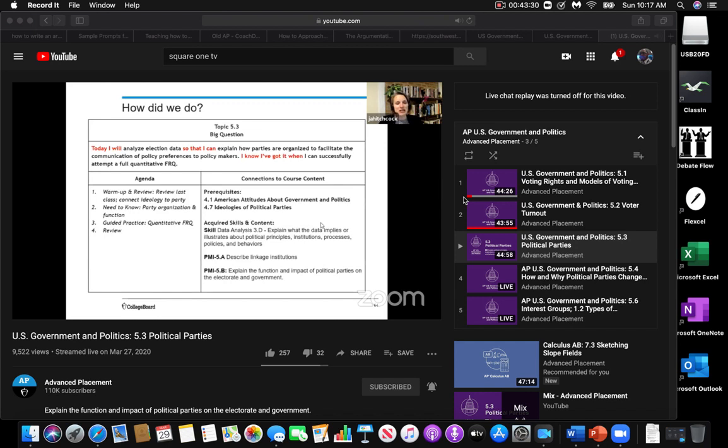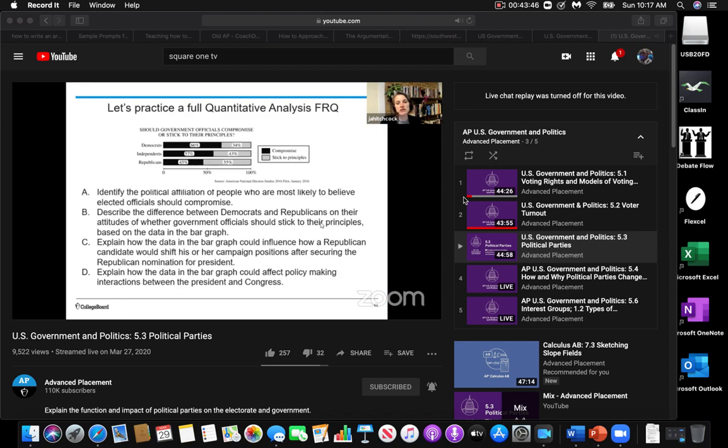Okay, so we're looking at 5.3. You were looking at analyzing election data to explain how parties are organized to facilitate communication of policy preferences to policymakers. You can successfully do this when you get a quantitative FRQ under your belt. Hopefully you're feeling like you're empowered to do that. And here is your homework for tonight. It is embedded in the slideshow that is in the description down on the bottom. Make sure that you guys get a look at that and have some fun with it. This is a really fun FRQ. We'll talk more about it next class.